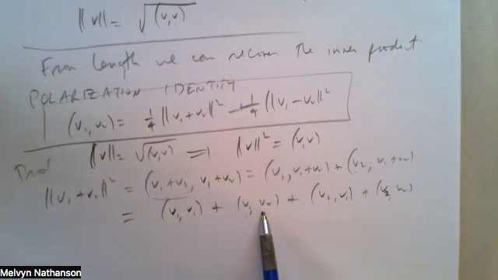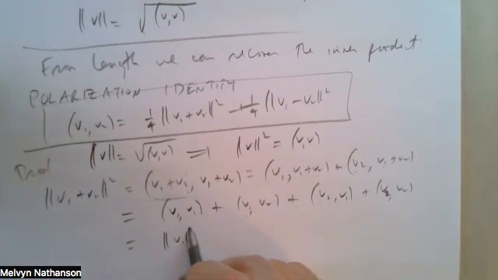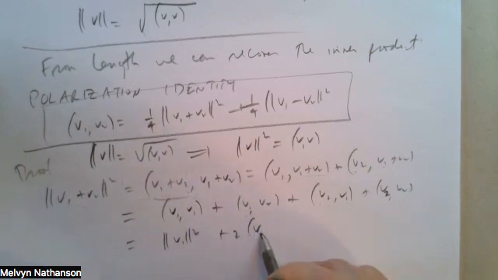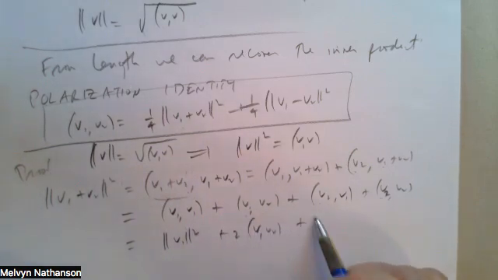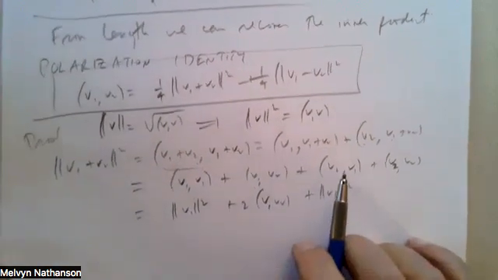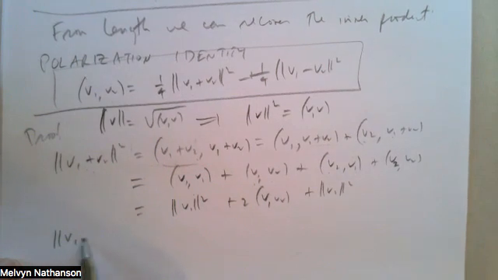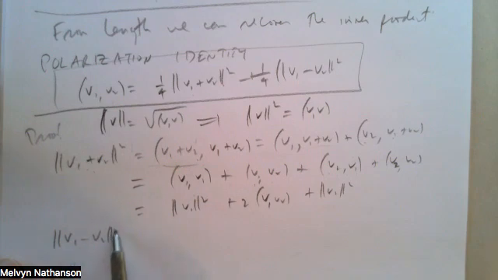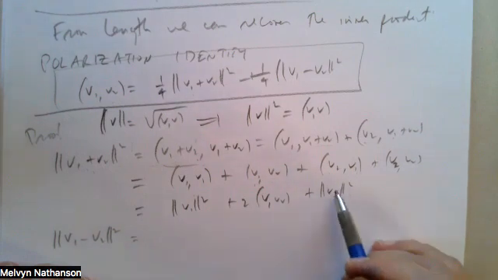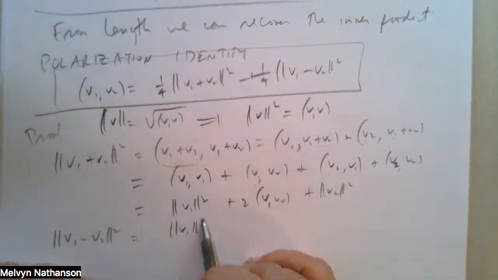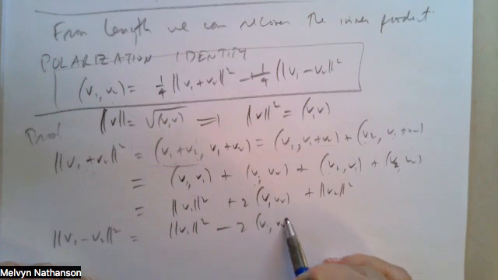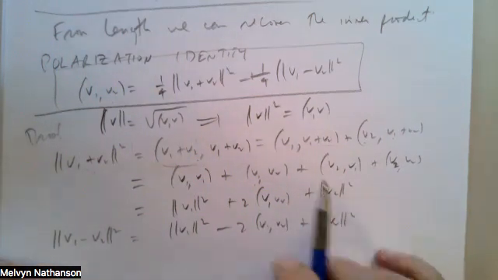And V1 inner product with V2 is the same as V2 inner product with V1. So this is the length of V1 squared plus 2 times the inner product of V1 and V2 plus the length of V2 squared. And in the same way, if I take the length squared of V1 minus V2, I can replace V2 by minus V2. I would get the length of V1 squared minus 2 times the inner product of V1 and V2 plus the length of V2 squared.